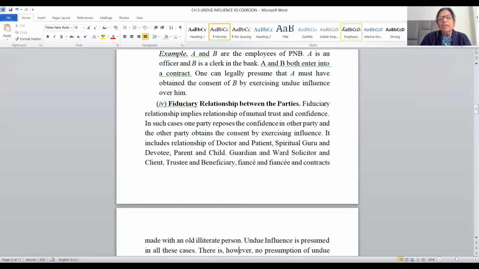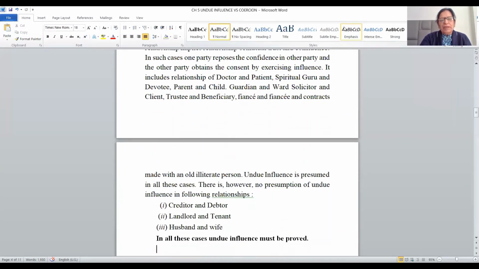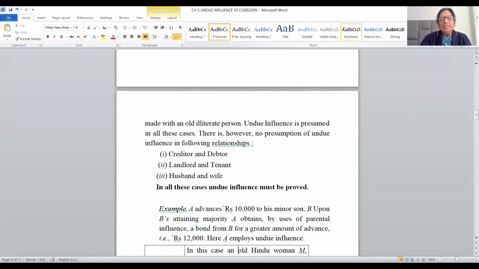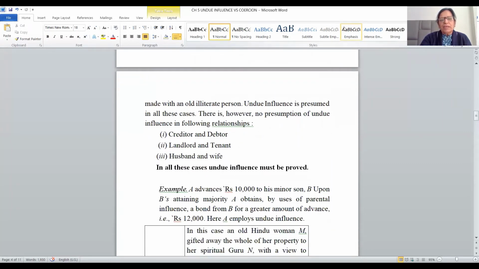Relationship between doctor and patient, spiritual guru and devotee, parent and child. So all these are trustee and beneficiary, fiance and fiancée, husband and wife. All these are the relationships of fiduciary relationship. Then in all these cases, undue influence must be proved. Relationship of creditor and debtor, landlord and tenant, husband and wife.